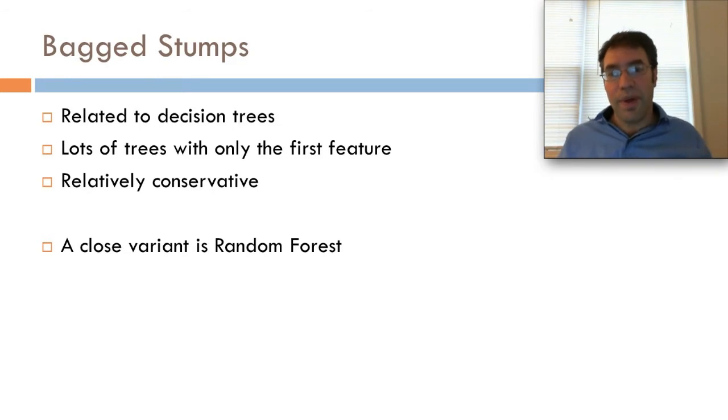Now let's talk briefly about bag stumps. Bag stumps are related to decision trees, where you create a lot of trees with only the first feature, and then you aggregate across them, something called ensembling. This is a relatively conservative algorithm because it just doesn't take very complex models. A close variant of this that's a little less conservative is random forest, where you build a lot of trees and then aggregate across the trees.